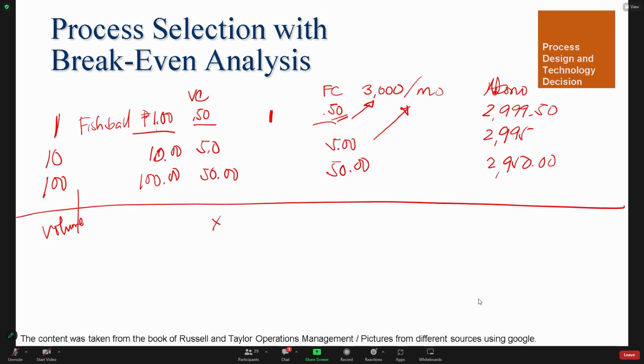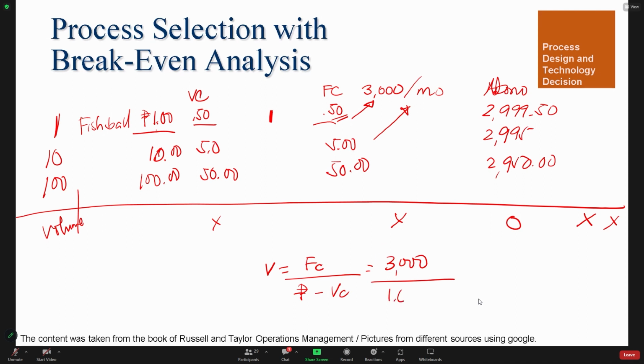Okay? Now, ang tanong, ilan dapat ang mabenta ko in volume upang mabawi ko ang puhunan ko, okay? At mabawi ko ang 3,000. Abono, 0. Kinita, wala. Lugi, wala. Yan. So, ano yung formula? So, the formula is volume is equal to fixed cost over price minus variable cost. So, tingnan natin. Ano ang fixed cost natin? 3,000.